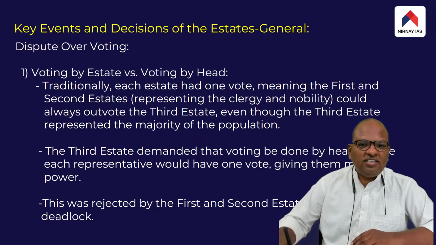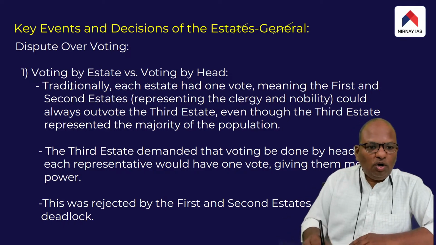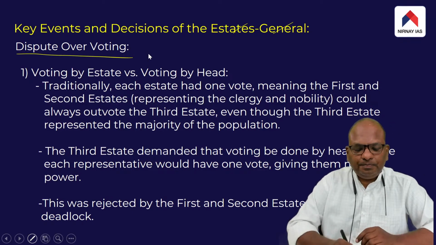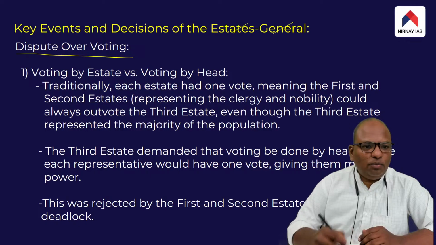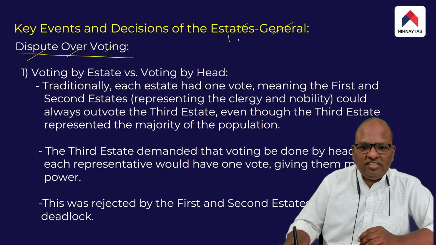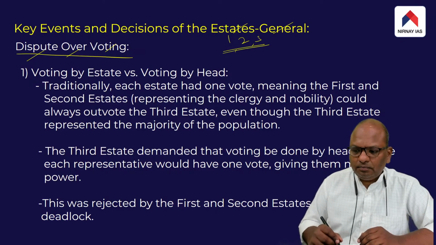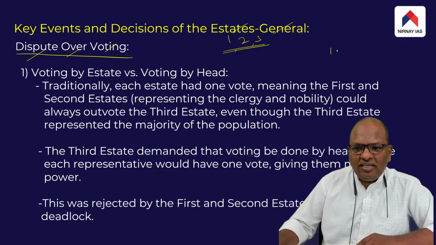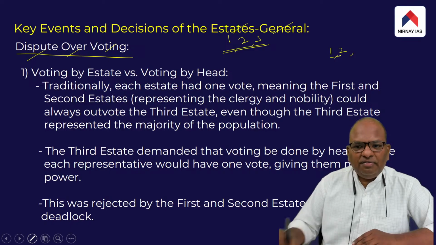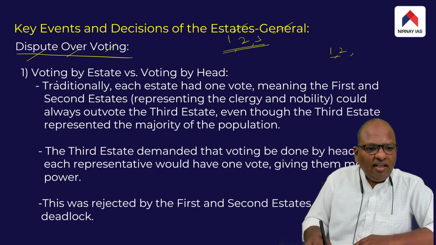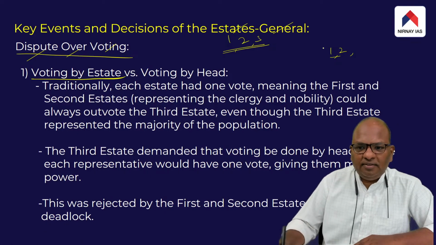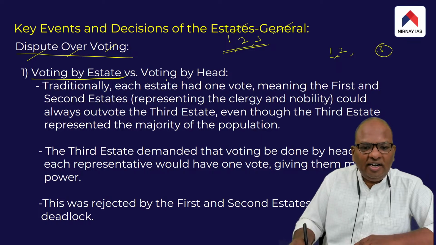Immediately, once the Estate General was summoned, a dispute broke out between the members of the three estates, the first, second and the third estate. The dispute was basically over voting. The members of the first and the second estate demanded voting by estate, whereas the members of the third estate demanded voting by head.